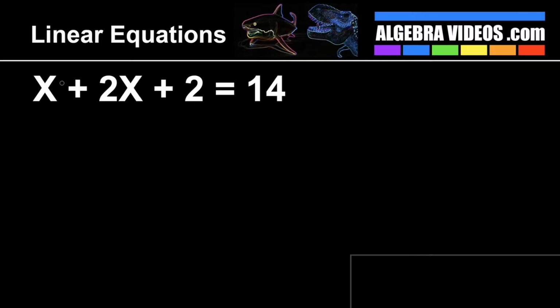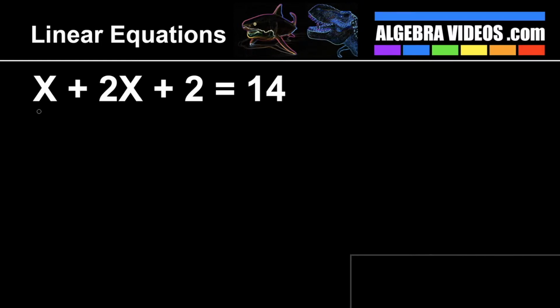But right now we have two terms on the left side that contain an x. We have a constant, the number 2, and then on the right side we just have a constant, the number 14. So we want to get x by itself. So the first thing we might do is simplify these two terms that contain the variable x.